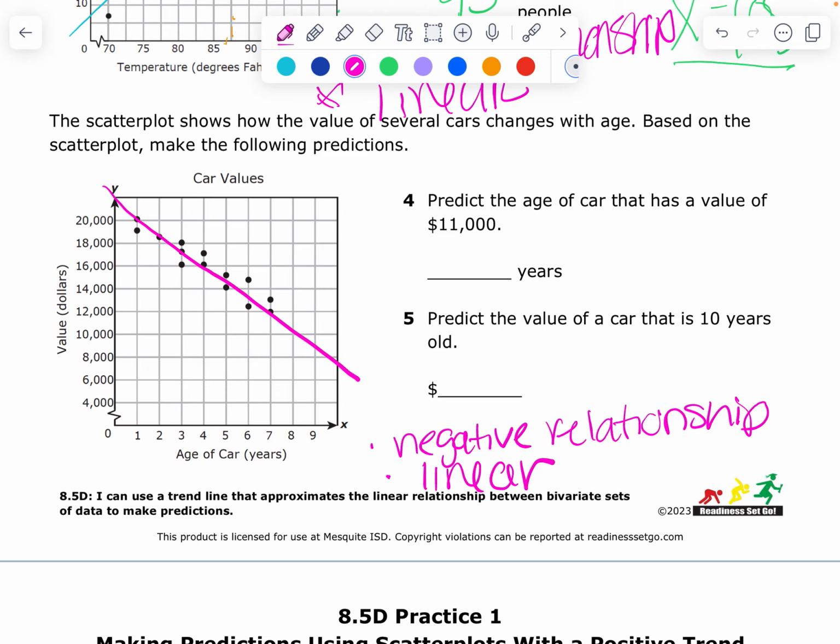Okay, we're going to predict the age of the cars that has a value of $11,000. $11,000 is my Y if you look at your axis. So I'm going to put Y equals 11,000. That tells me I'm going to go to 11,000, so it's between 10 and 12. And I'm going to draw a line and see where it hits with my X. It looks like it's pretty close to 8 years.